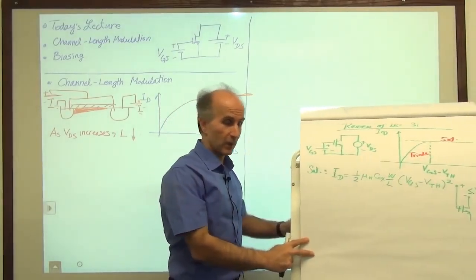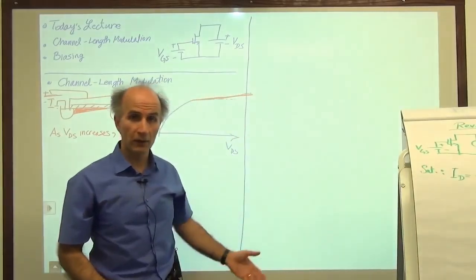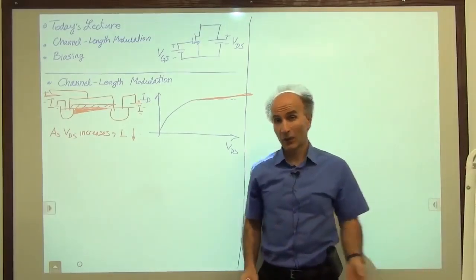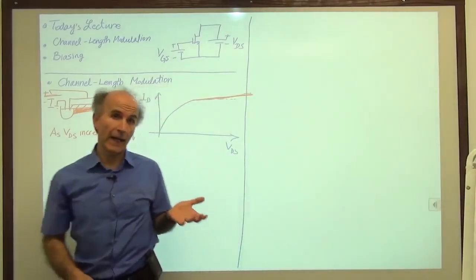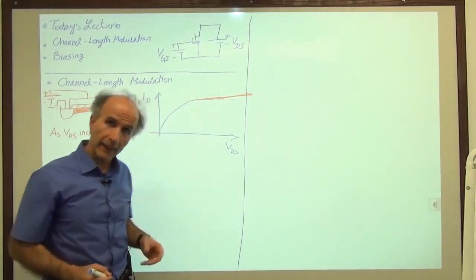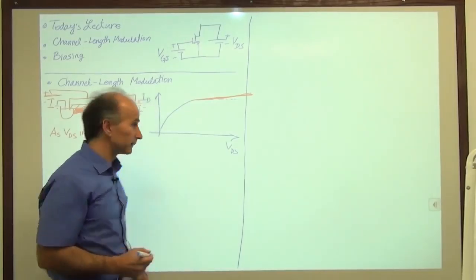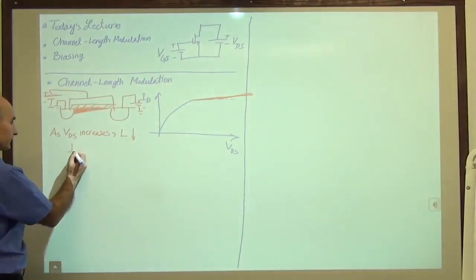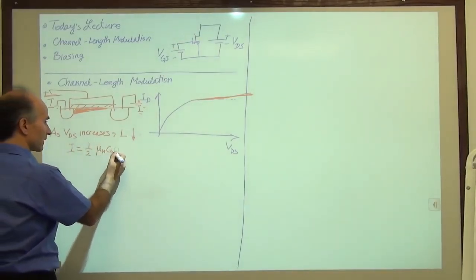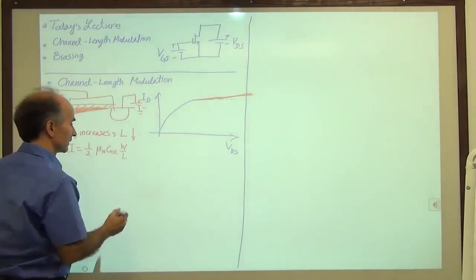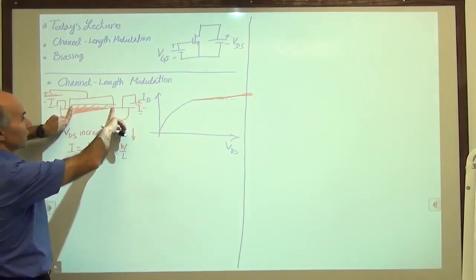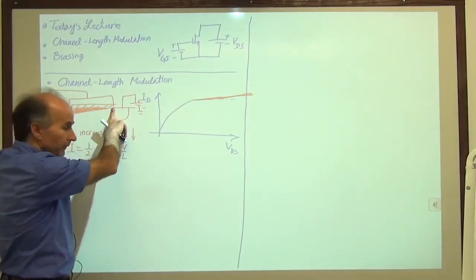So that is the situation. And the question is, how do we model this so that it is manageable in our calculations? Do we really want to put an L in the denominator and make it a voltage-dependent quantity? That's a little messy. So instead, this is what we will do. We'll make an approximation. So we say ID is equal to 1/2 of mu n C ox W over L. L is the original L, the effective L from here to here. Okay, that's the L that we use here.